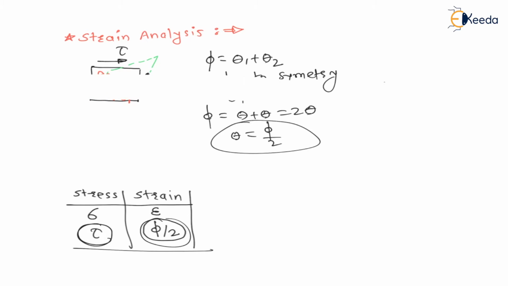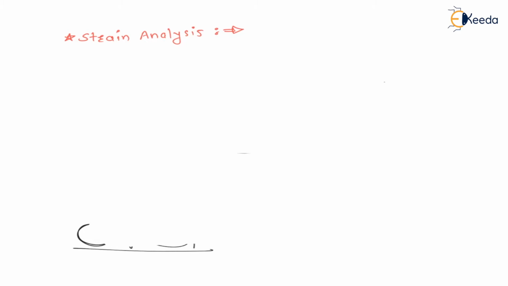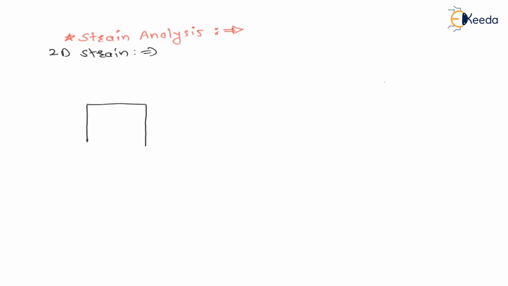Now we will do strain analysis. If I consider a 2D element, for 2D loading, I am considering here 2D strain. Now for 2D strain, if I see diagrammatically, see here, I am considering one three-dimensional element on which I am going to represent 2D strain.